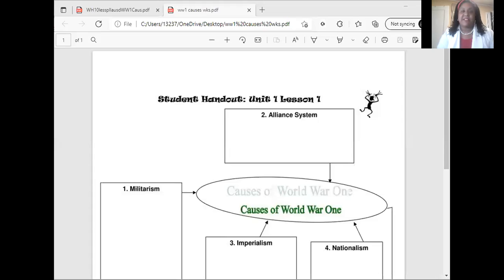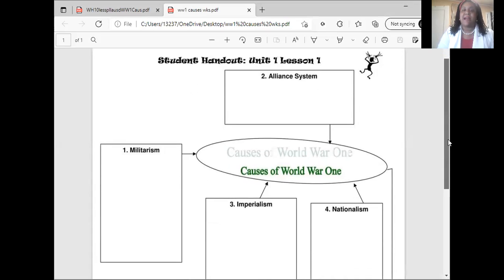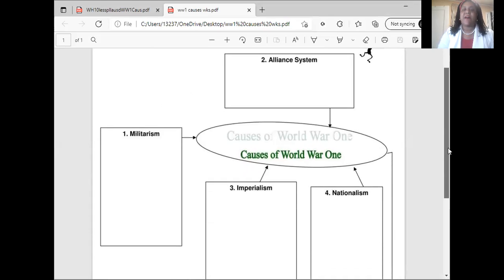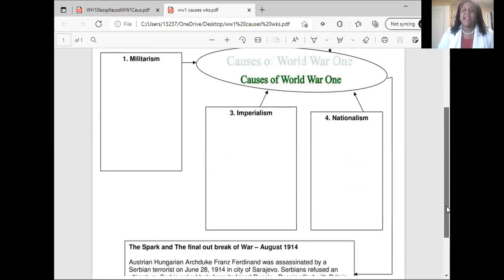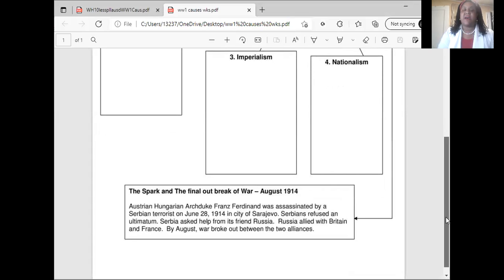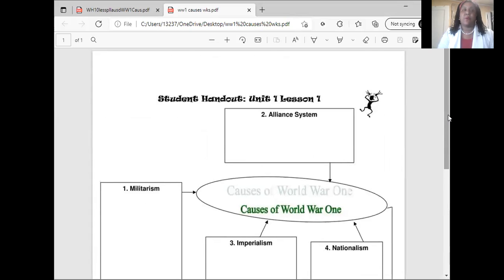So as I share my screen, I want you all to make sure that you have our student handout for our unit. And this is about the causes of World War I. The first cause being militarism, followed by the alliance system, followed by imperialism, then nationalism, and then lastly, the assassination of Archduke Franz Ferdinand. So in our class today, that's what we're going to cover, and we want to make sure that everybody has this particular handout.